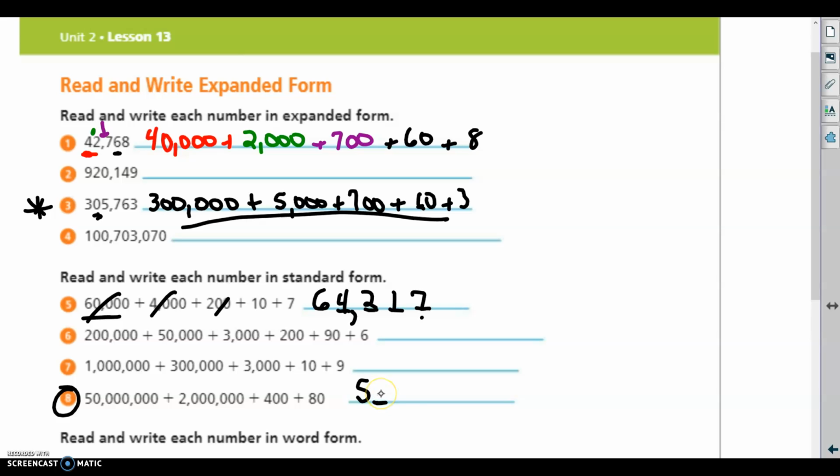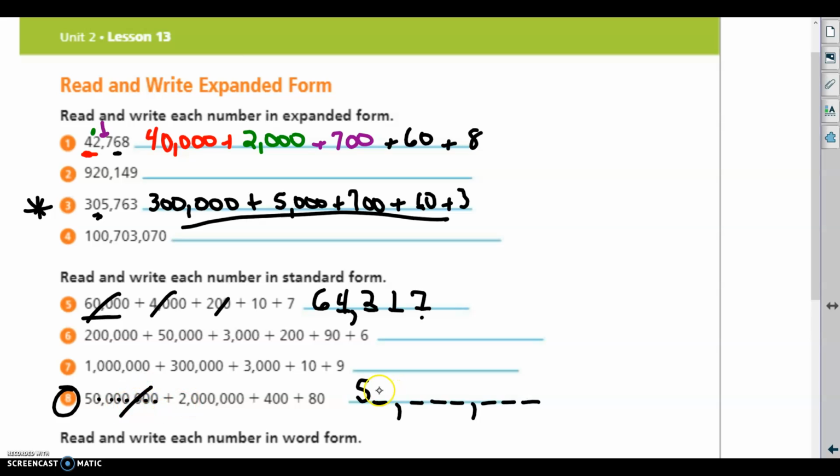That would be where the 0 would go. And then I'm going to make my lines. So I'm going to have 1, 2, 3, 4, 5, 6, 7. I'm going to have 7 lines after it. Okay. So 50 million. I got that one.